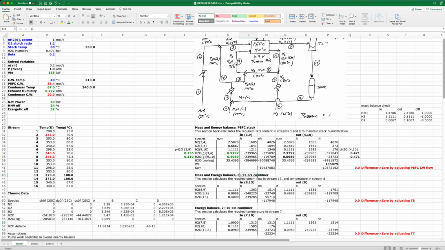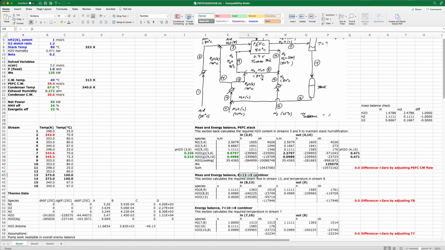We just calculated how much water we had in stream 9. We know how much water we have in stream 10, which is also the amount of water in stream 8. And so that difference tells us how much steam we have to inject in stream 13. And then we can do an energy balance. And what I'm assuming here is that stream 9 is at 80 degrees C. Stream 13 is at 100 degrees C.